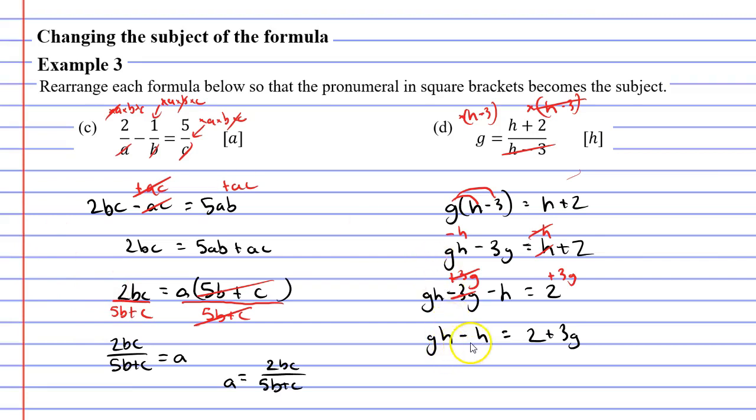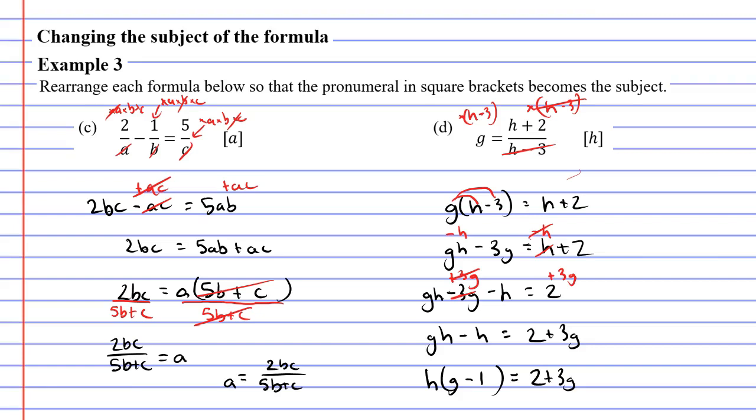Now, we really need h on its own, and I mentioned before, if you get stuck, you probably need to factorize. We're going to factorize the h because the h is what we want to make the subject. So if I factorize out the h, what goes in the brackets? Well, h times g will give me gh, and h times 1 is h. The right-hand side will remain the same.